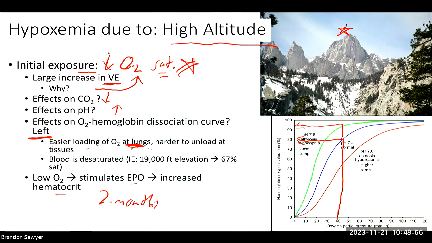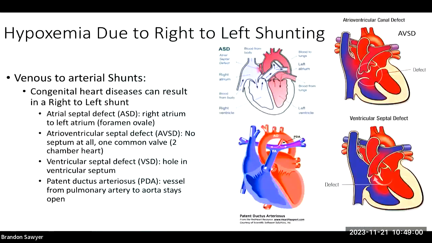Okay, other questions on that? Okay, so then another form of hypoxemia is caused by right to left shunting, right? We talked about the PDA already with the presentation, but there's three other defects of the heart here that would also cause right to left shunting. Atrial septal defect, right? That's one that we were already talking about as well.